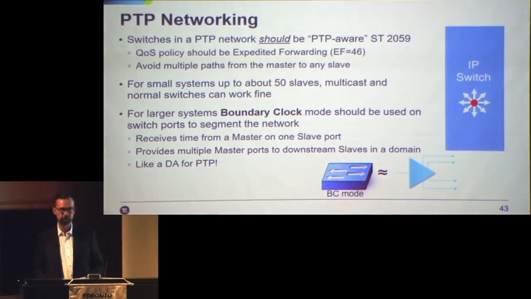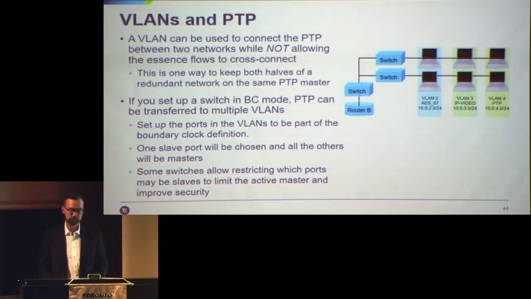I would say some general rules here. Switches in a PTP video IP network should be PTP aware, preferably SMPTE 2059. If you have a QoS policy, the DiffServ value should be set to expedited forwarding, and make sure you don't have multiple paths from a master to a slave. That would be a problem. From what my colleagues have always told me, for small systems up to about 50 slaves, multicast and ordinary switches will work. I'm not saying you go to Best Buy and pick it up, though, but that will work in small situations. For larger systems, you need a really good switch, and you should be using boundary clock mode. It's like a DA for PTP. It takes in information from a grandmaster and fans it out to a whole bunch of slaves, taking the load off the grandmaster, for example. You could use VLANs, traditional IP VLANs, to isolate or segment PTP traffic. Good policy.